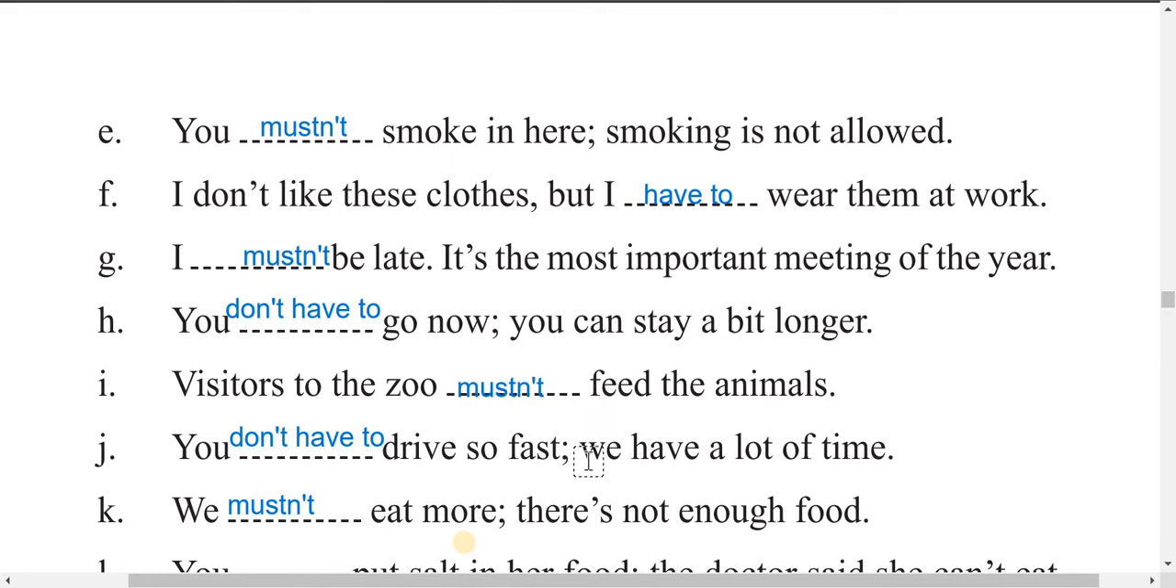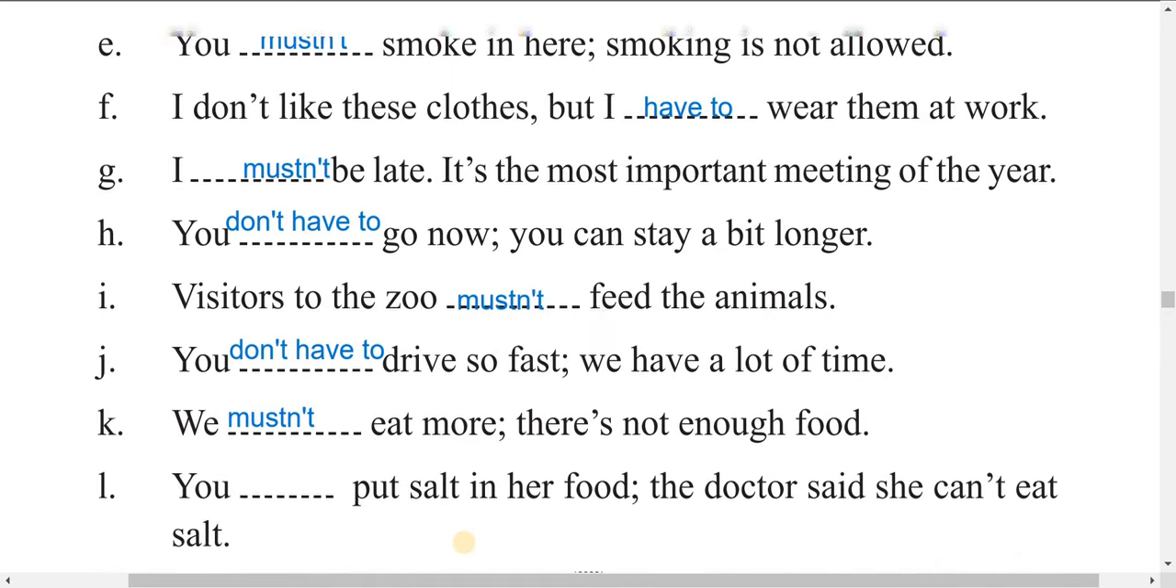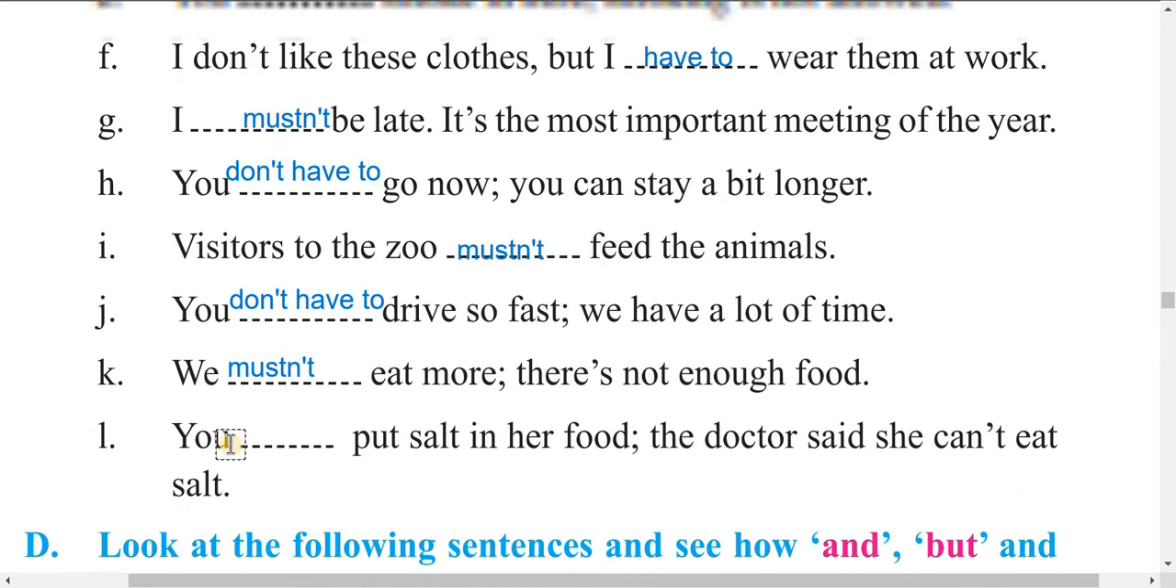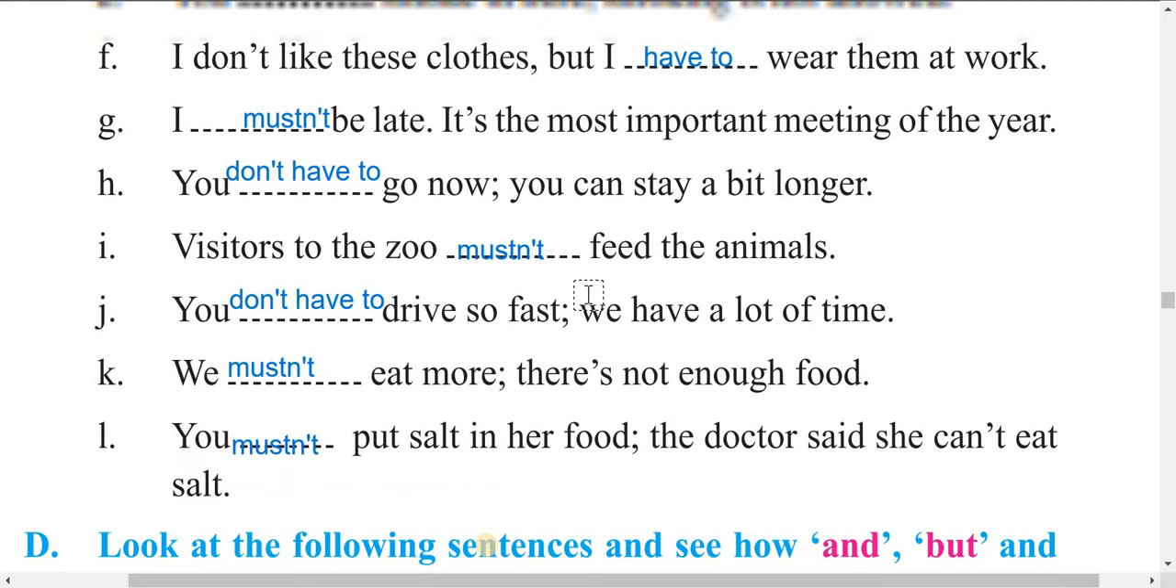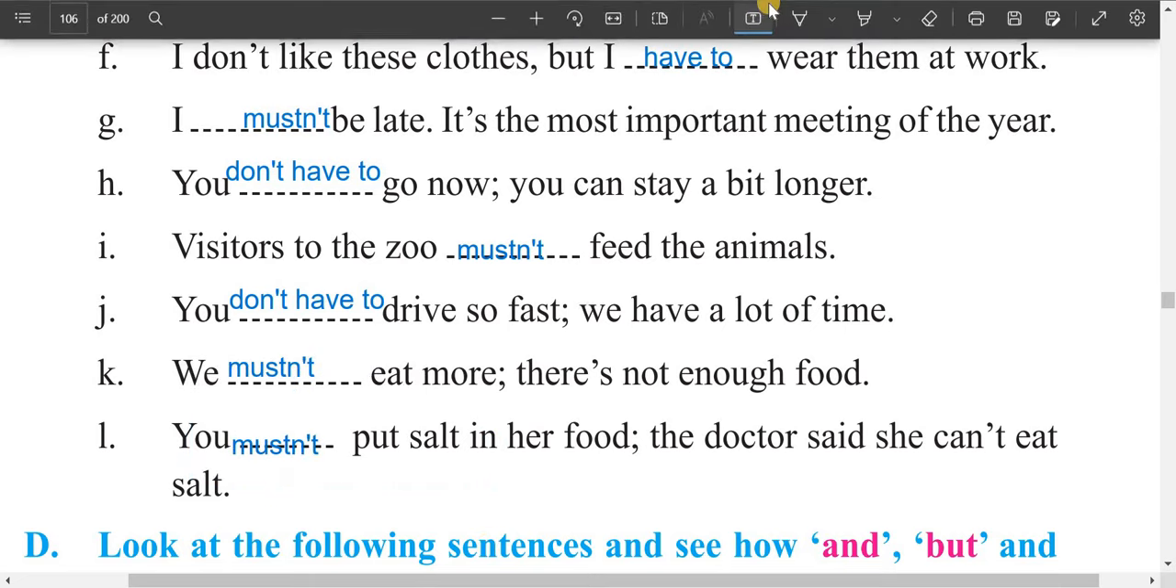Next one. Put salt in food. You mustn't put salt in our food. The doctor said she can't eat salt.